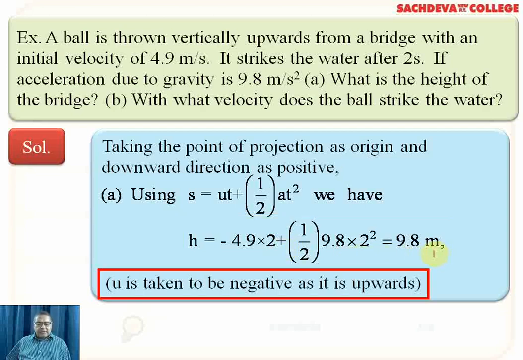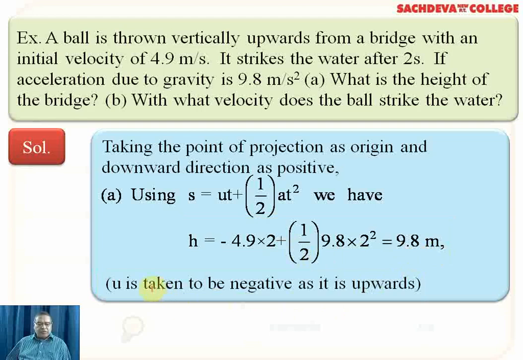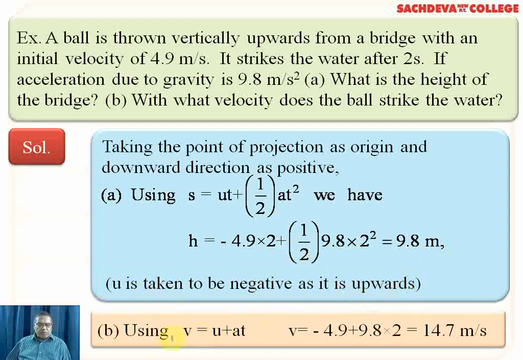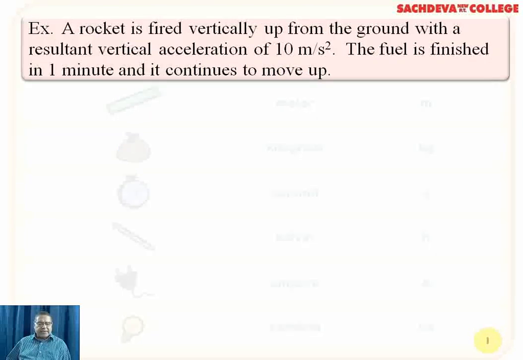u is taken as negative as it is upward, because final velocity has to become 0. So u is going on decreasing. Using v is equal to u plus at, we have computed the values, and the value will become 14.7 meters per second.